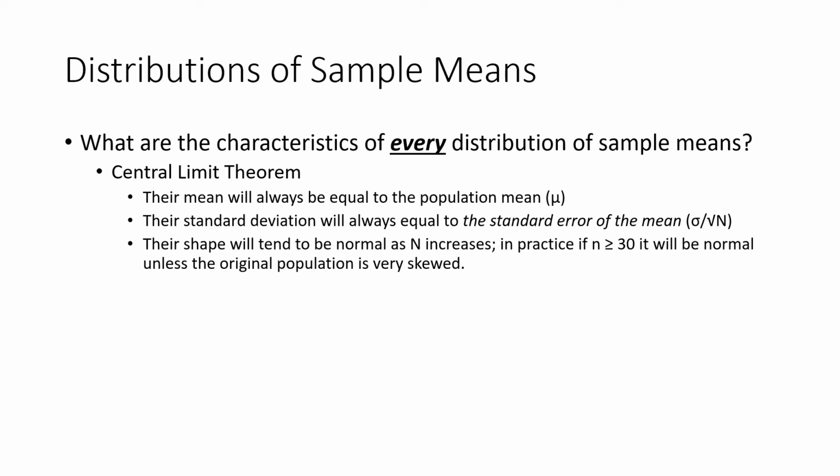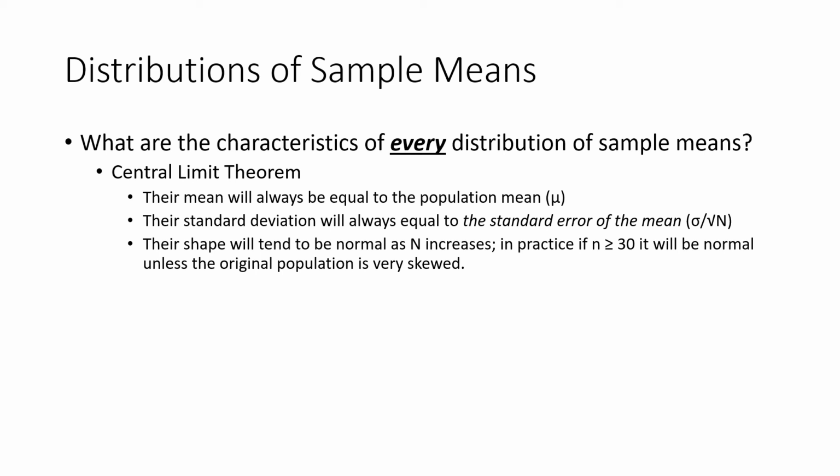So what we learned is that the distribution of sample means has specific characteristics, and the Central Limit Theorem tells us what those characteristics are. The mean of every distribution of sample means will be equal to the population mean. The standard deviation, or the spread of the distribution of sample means, will be equal to the standard error of the mean, or sigma divided by the square root of n. That is a measurement of sampling error.